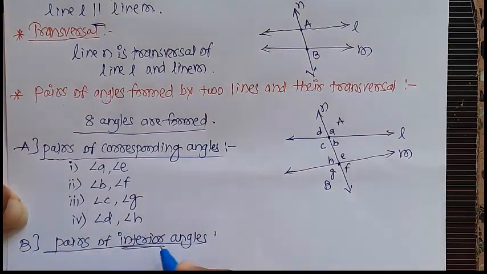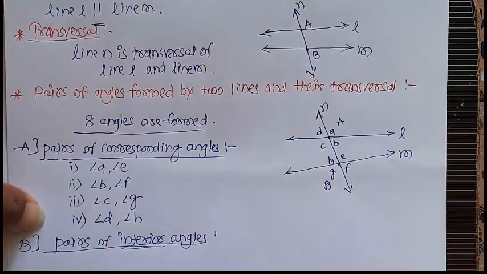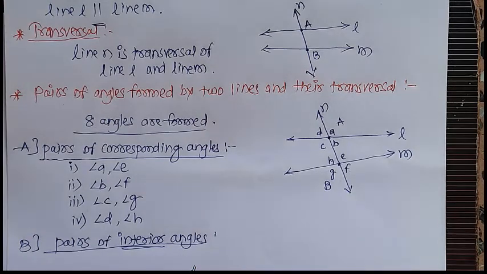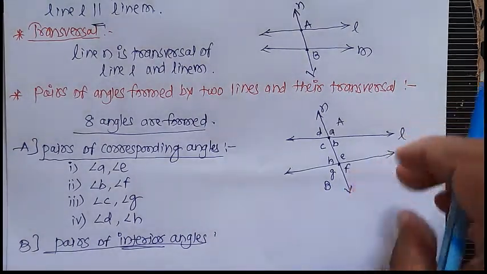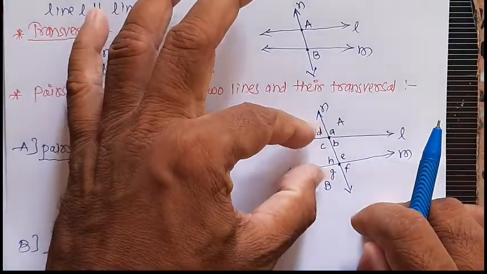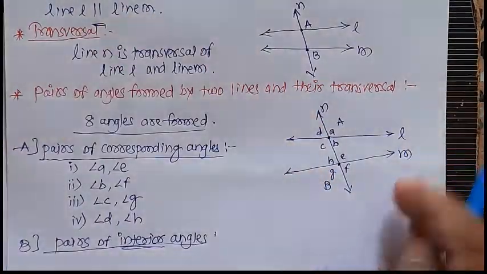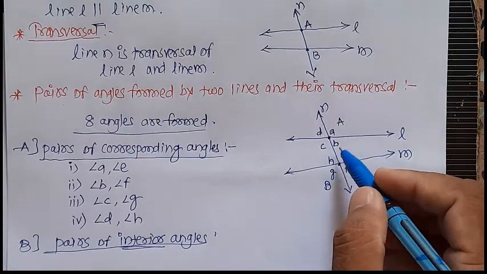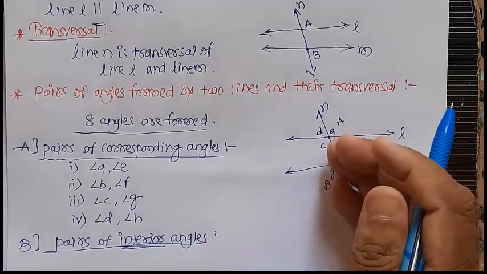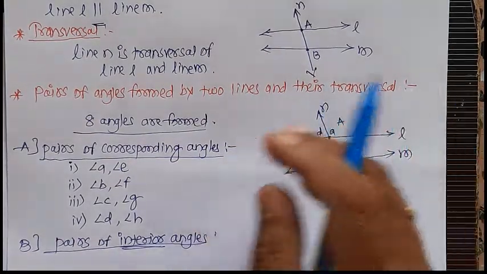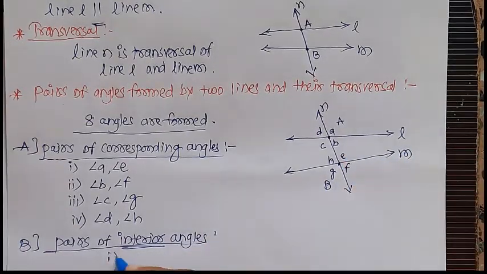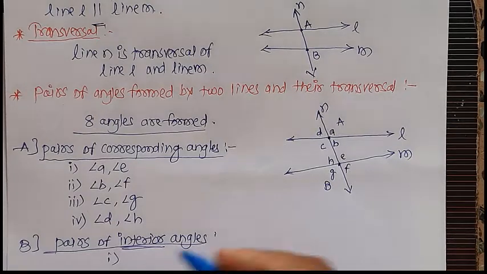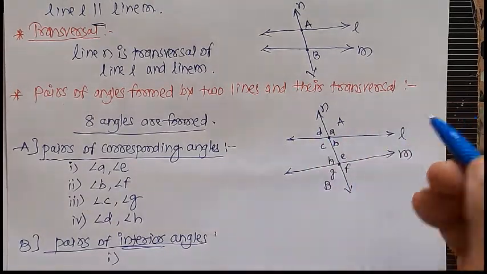So the name interior we have to see here. There are only 2 pairs of interior angles. We take the interior angles such that they are in between 2 lines, and also we have to take the pairs of angles such that they are on the same side of the transversal. So what are those 2 pairs? As there are 2 pairs, we have to write them one by one. They are on the same side of the transversal.